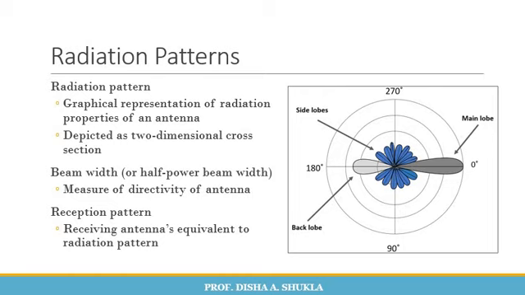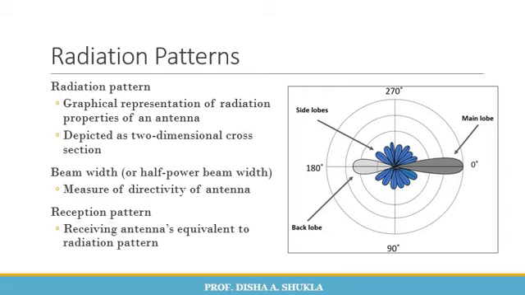To have a better understanding, consider this figure. Here, the radiation pattern has a main lobe, side lobes, and a back lobe. The major part of the radiating field, which covers a large area, is the main lobe or the major lobe. This is the portion where maximum radiated energy exists. The direction of this lobe indicates the directivity of the antenna.